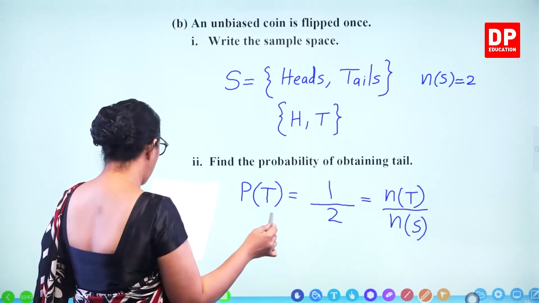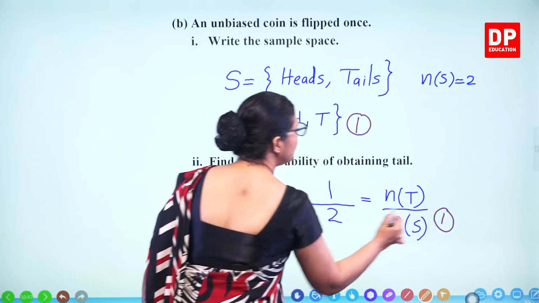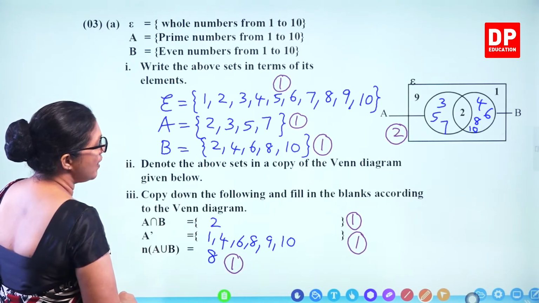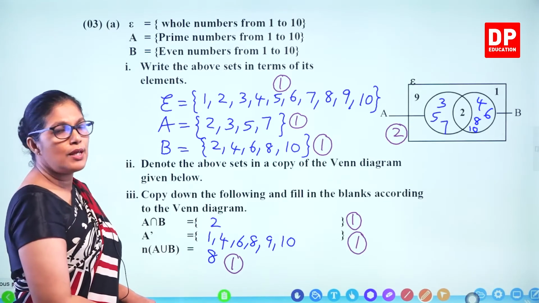So how many marks for this step? 1 mark here and 1 mark. So 2, 3, 4, 5, 6, 7, 8, 9, 10. 10 marks for the whole question.